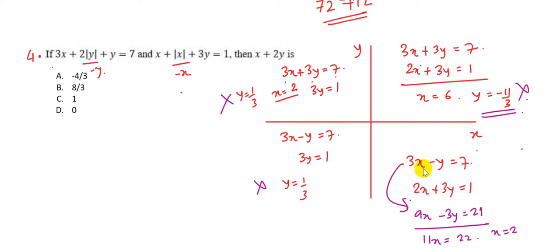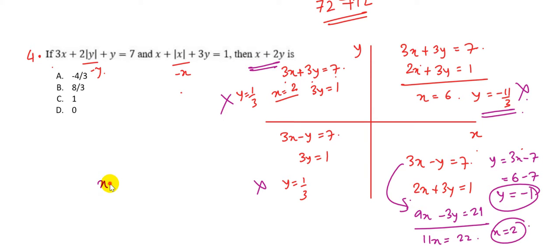And you put x equals to 2 back in any of the two equations, you get y equals 3x minus 7, or 3 into 2, 6 minus 7, which is minus 1. So y equals minus 1 and x equals 2 is the right set of solution for this set of equations. So that means the value of x plus 2y will be 2 minus 2, which is 0.